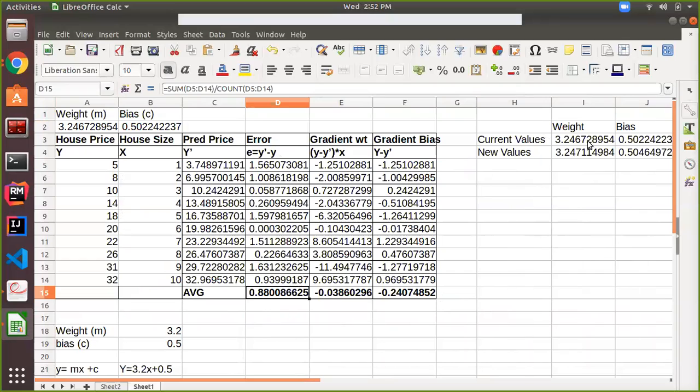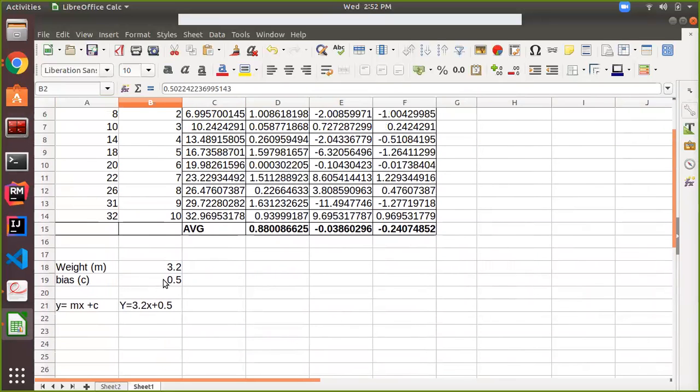So the value for weight, which is m, is equal to 3.24 and bias is c. So we can put this value. I approximately calculated the value, I rounded off the decimal part. So m is equal to 3.2 and bias is 0.5. So our straight line equation is y is equal to mx plus c. If I put these values here, my straight line equation is 3.2x plus 0.5.